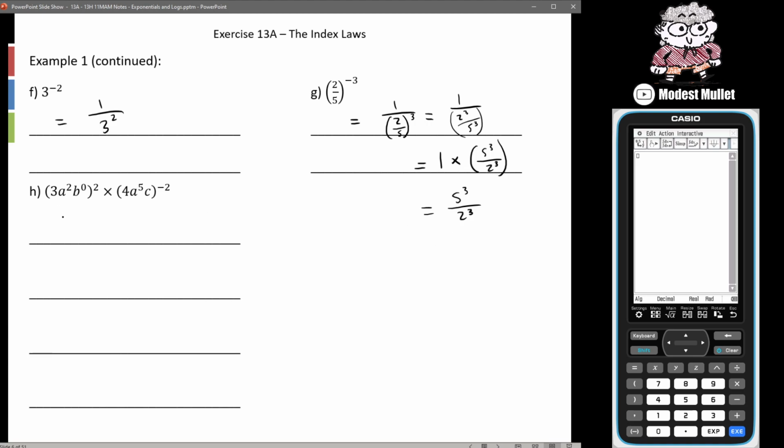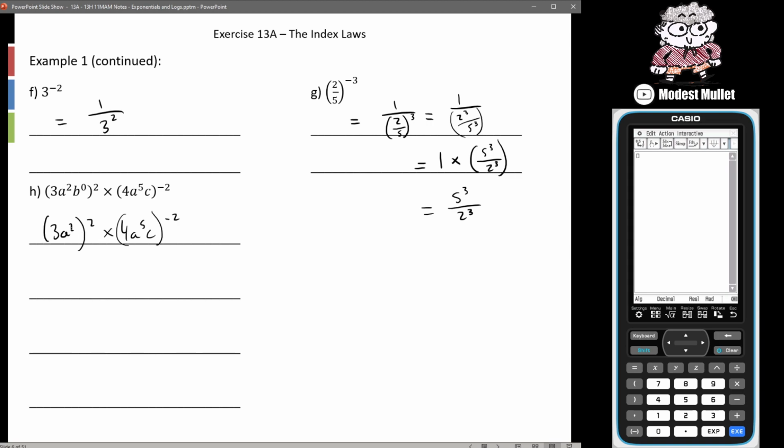Right. Example H, there's a lot involved in this. We have a couple of things. We have a b to the power of 0. Anytime you see something to the power of 0, instantly just turn that into 1. That's going to make your life a lot easier. B to the 0 just becomes times 1, so I don't even need to write it. To the power of 2 times 4a to the 5c to the negative 2.